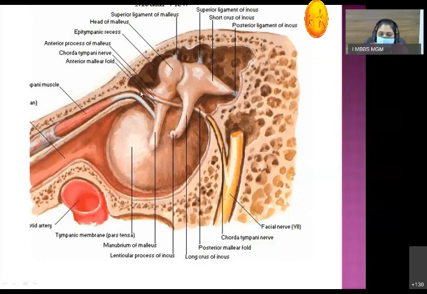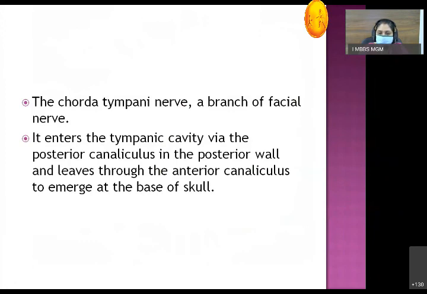So these are the features of the lateral wall of the tympanic cavity, where the chorda tympani nerve, a branch of the facial nerve, enters the tympanic cavity via the posterior canaliculus in the posterior wall, and leaves through the anterior canaliculus and emerges from the base of the skull. So we have seen the structures of the walls of the tympanic cavity. The remaining structures we'll see in the next lecture.